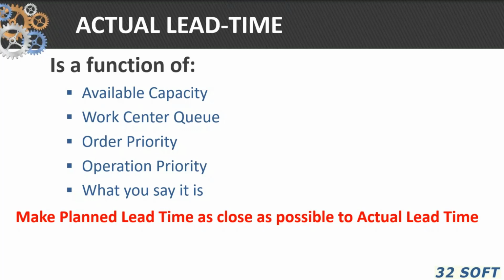So you need to measure these elements, and we'll see how we do that with input-output control, and then make sure that at least on a weekly basis, you're going back into your planned lead times, either in your router operation or in 1.4.7 for MRP calculations, and make your planned lead times as close as possible to the actual lead time. That's going to make your MRP system and scheduling process work more efficiently.